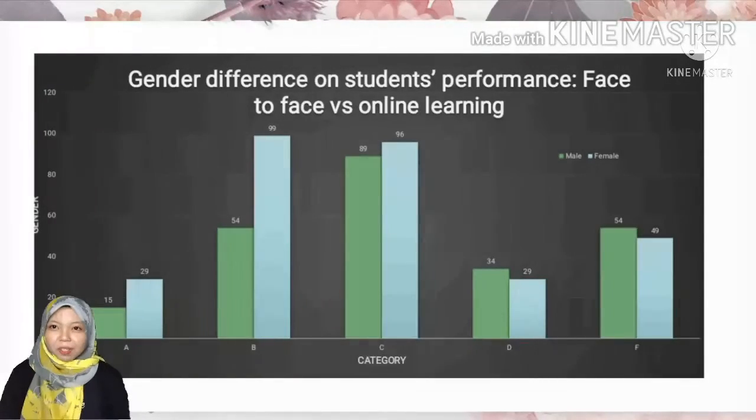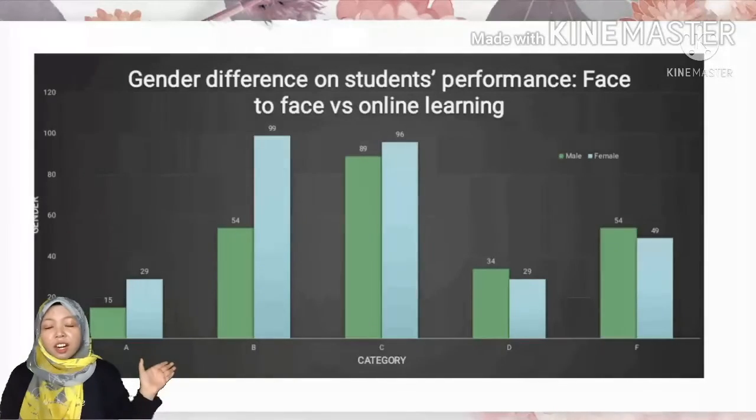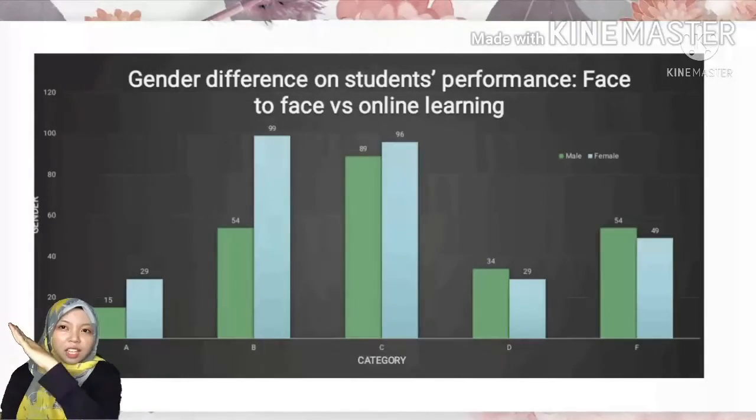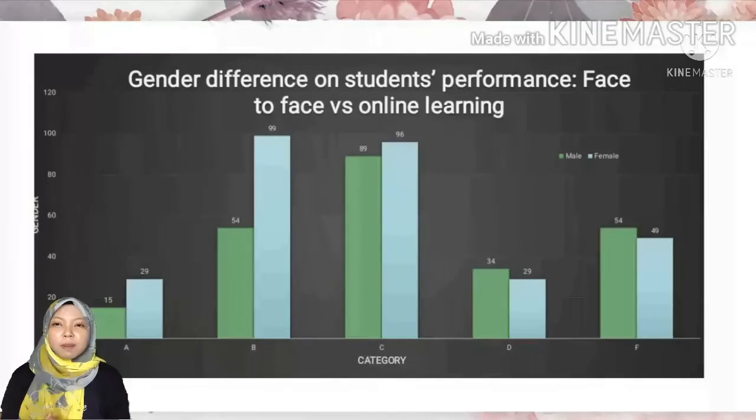Alright. Okay, if you look at the graph, the female students slowly decrease from class C to class D. And after class D, you can see the female students going up slowly and increasing more slowly.